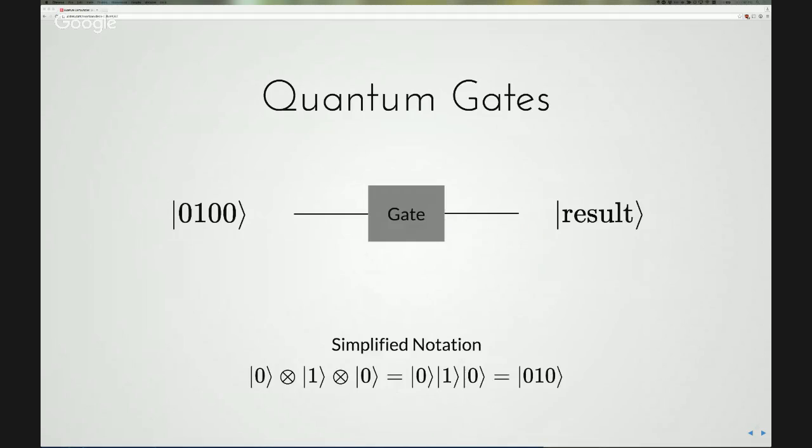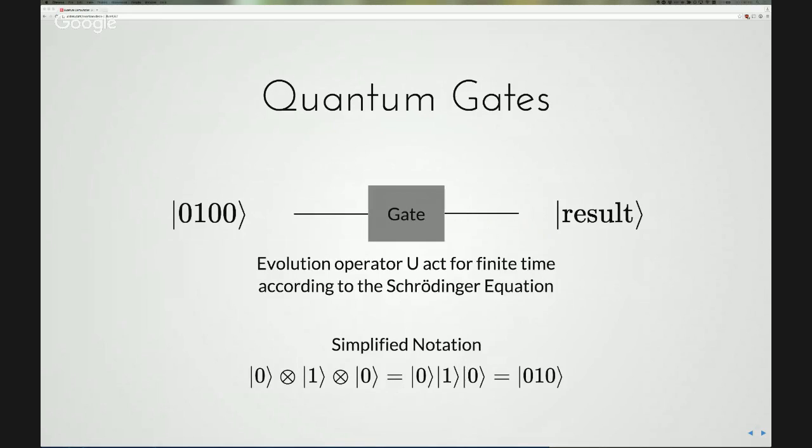So what really happens when you put it inside the gate is that the gate has an associated evolution operator, and that acts on the state for a finite amount of time according to the Schrodinger equation. For those of you who know quantum mechanics, it's the rotation of the Bloch sphere. That's what it really does.